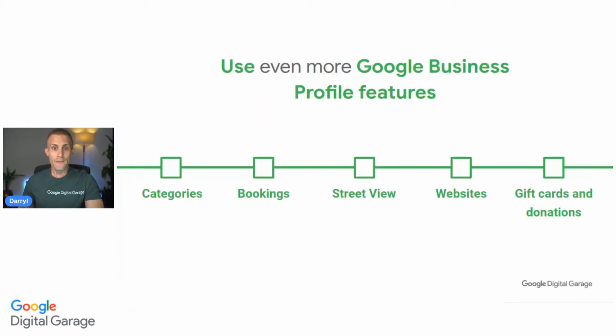Well, you've already looked at a wide range of functionality to optimize the Google Maps listings, but it doesn't end there. There's a huge range of functionality behind Google Maps listings and Google Business Profile in terms of categories, bookings, Street View, websites, gift cards, and donations. And all of these features will not always be applicable to all businesses, because maybe you don't want to do gift cards. Maybe you don't want to do donations. Maybe you don't want to have a Street View. Actually, a Street View is pretty standard. But knowing that these features exist is very, very important so that you tap into them.